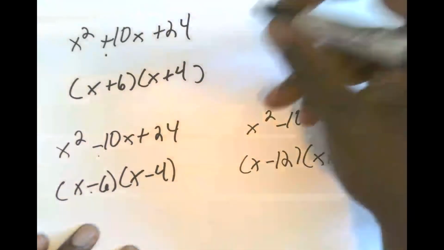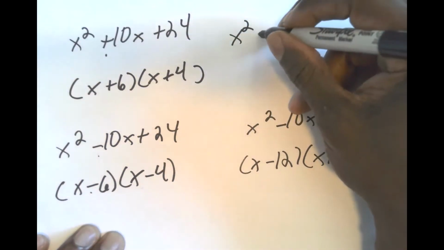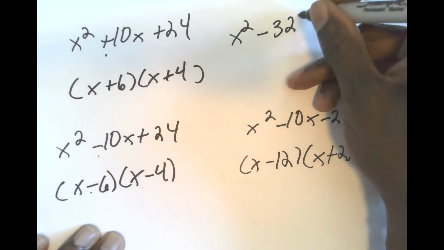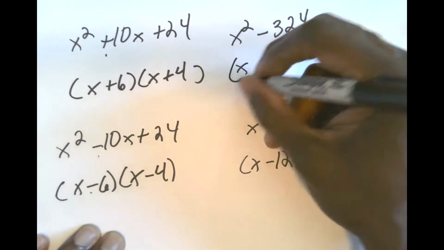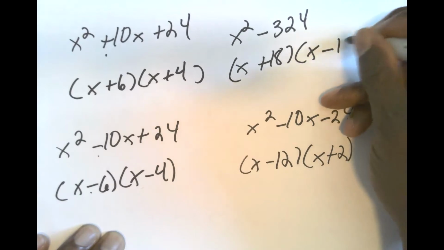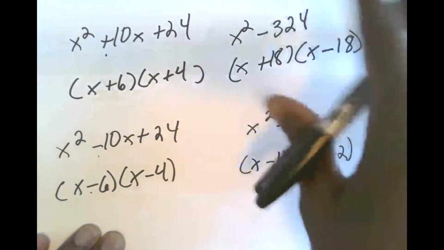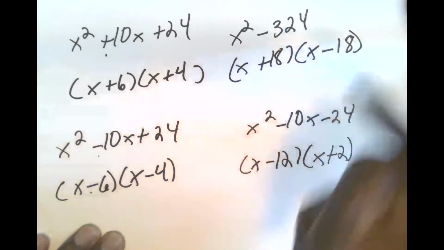Another thing you should be very proficient at is difference of squares. Say, for instance, you've got x squared minus 324. That's like a squared minus b squared. So that factors as x plus 18, since 18 is the square root of 324, times x minus 18. That's something you should be very proficient at. As long as it's a difference of squares, you can factor it.